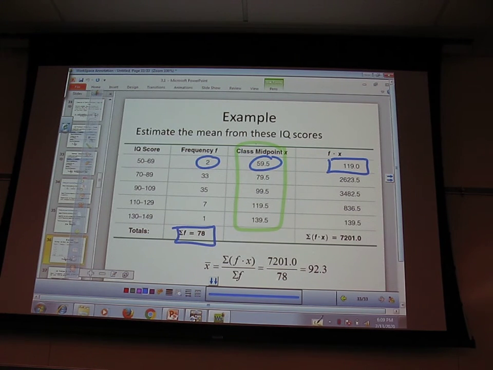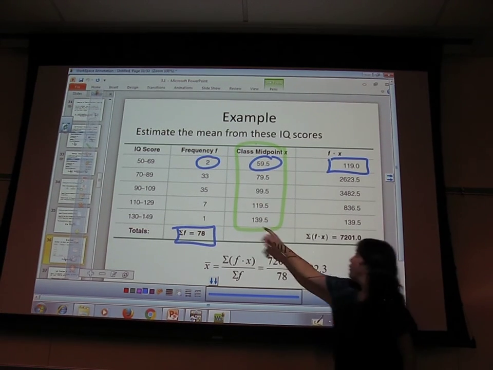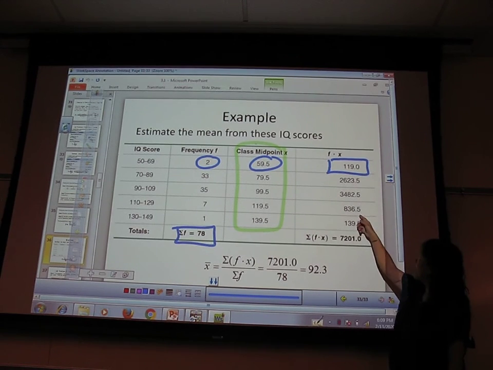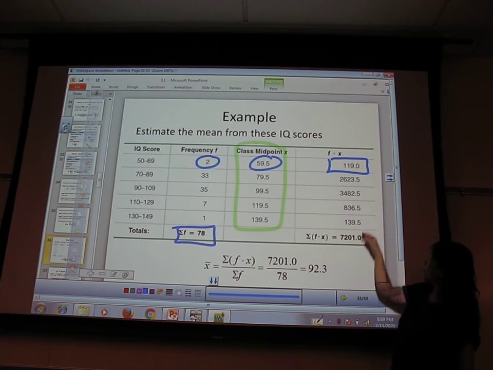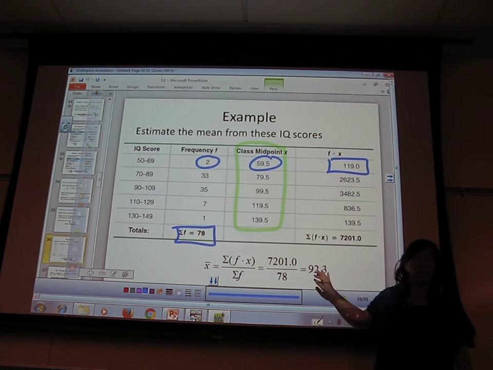Is that everybody kind of on board? So in other words, I'll take 1 times its midpoint, 139.5. I'll take 7 times its midpoint, 119.5. I'll do that for all the classes, add those up, and divide by my total frequencies. And that will give me my average.